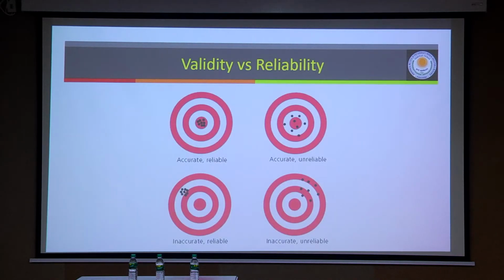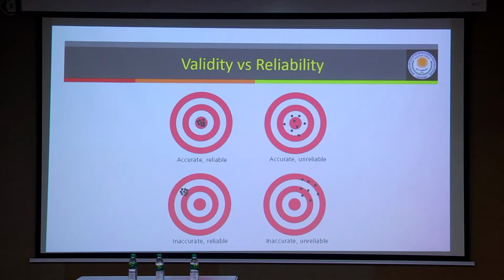Now to understand the difference between validity and reliability: the first picture is what we call valid as well as reliable. That is, it's bang on target, and at the same time it is repeatedly able to hit the same area. Second picture, where it is at the target, but the dots are widely spread. That means it is not a reliable test. Third picture, it is reliable. It is repeatedly able to give the same results, but it is not on target, far away from the target. The last one is what we call inaccurate and unreliable, neither accurate nor reliable.